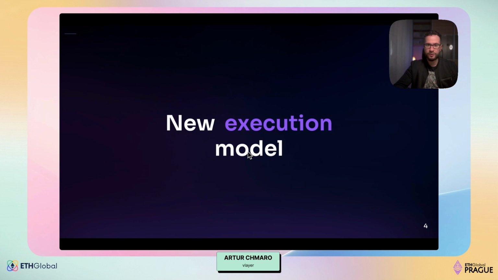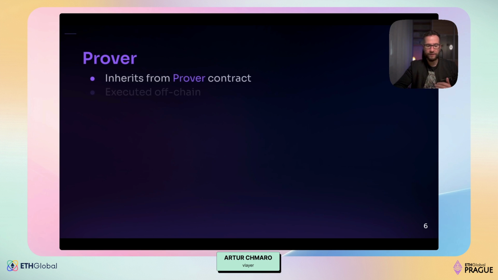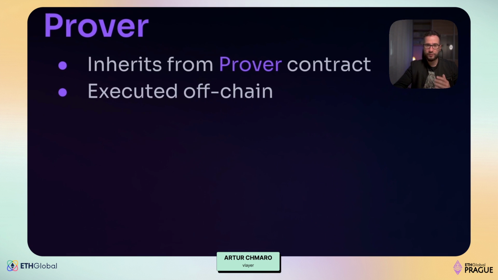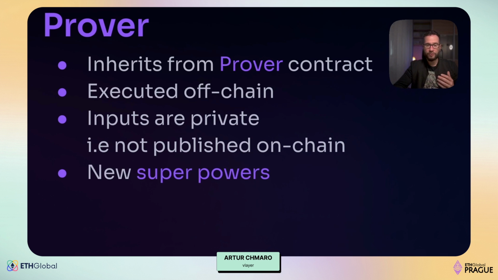Well, Vlayer introduced a new execution model, so we have 2 types of Solidity smart contracts: prover and verifier. Prover is something that is executed off-chain, so you don't have to worry about gas fees or that your sensitive data will be read from public mempool. So all inputs are private by default. And thanks to the precompiles that are available in Vlayer zkEVM, you have access to superpowers.